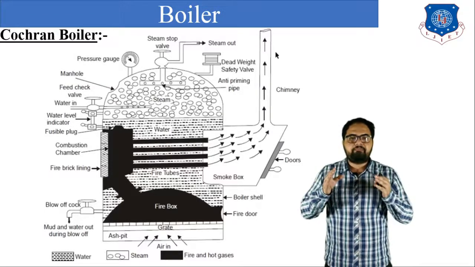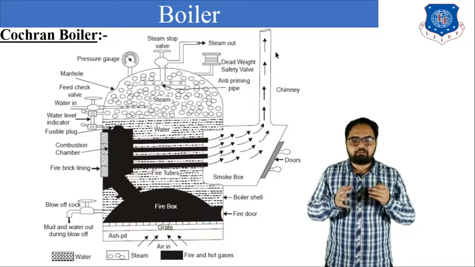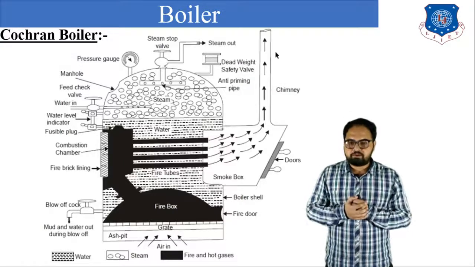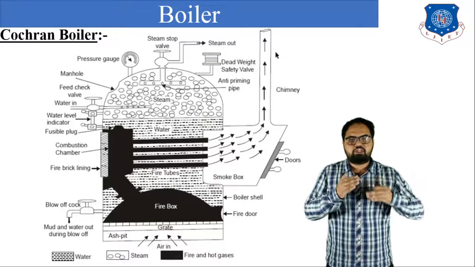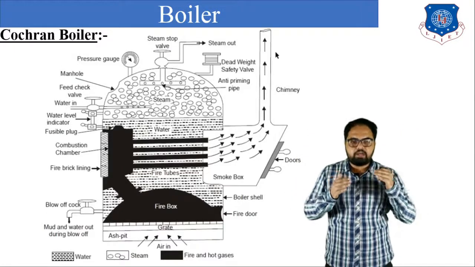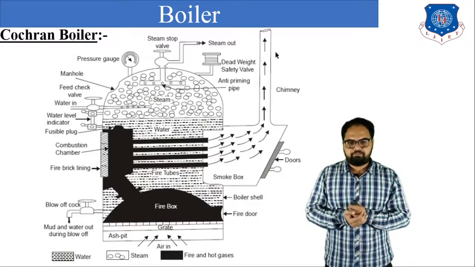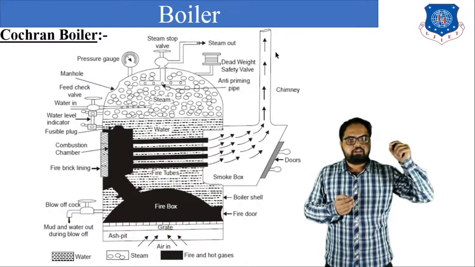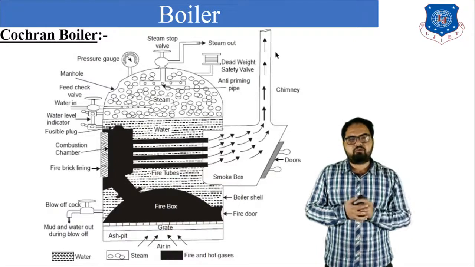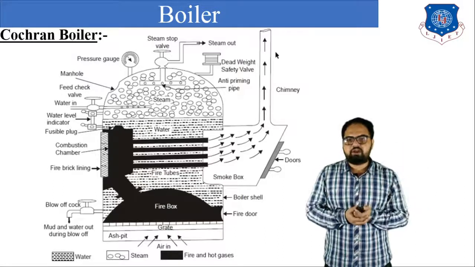So when the water receives heat from the hot flue gases, conversion of steam from water takes place, and due to density difference the steam is collected at the top portion of the boiler, and due to high density the water remains at the downward side. At the top portion, with the help of the steam stop valve, we can take out the necessary amount of steam which we require, and in this way we can produce steam in the Cochran boiler.